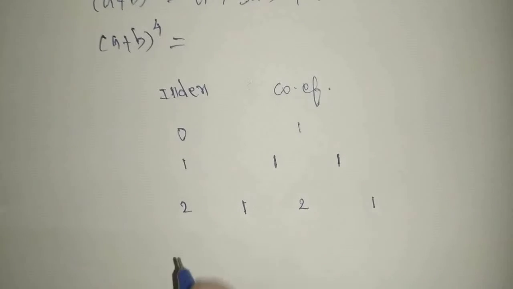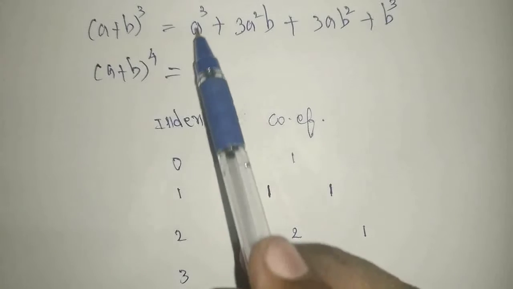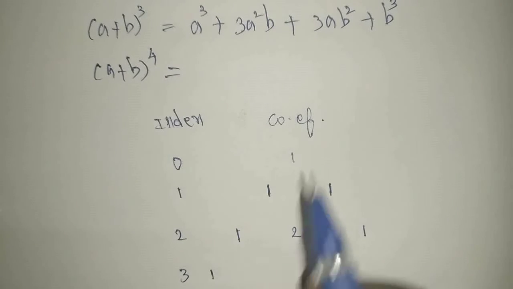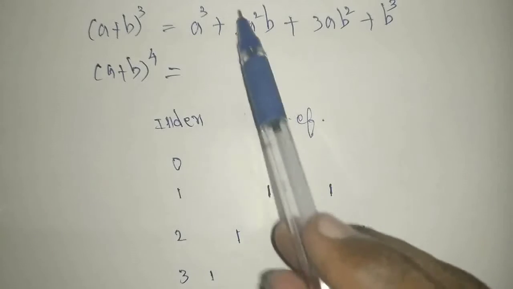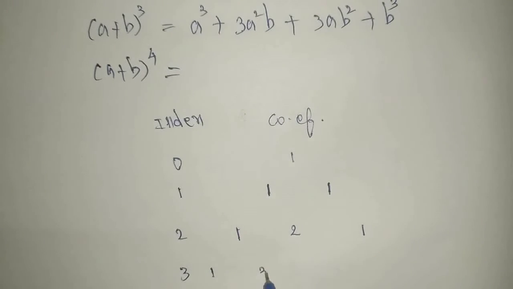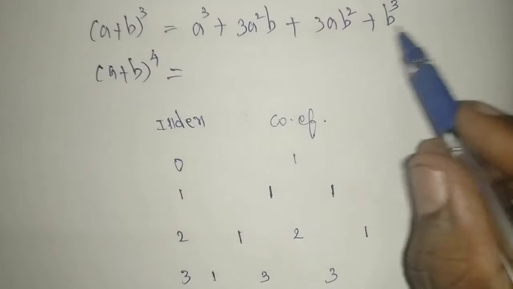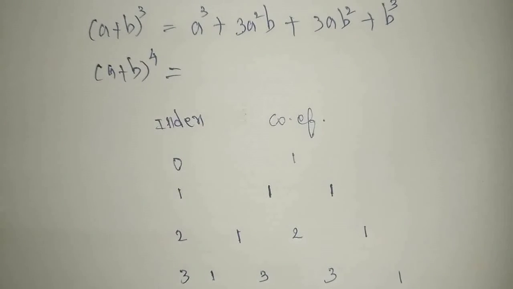Understand? And index 3, meaning power 3, if I am giving, what am I getting? Coefficient of a cube is 1, so here I am getting 1, and a square b coefficient 3, so here I am getting 3, and next also 3, and coefficient of b cube is 1, like that.